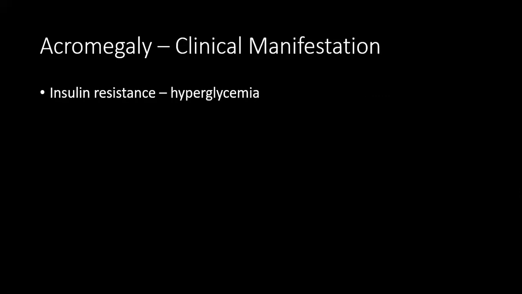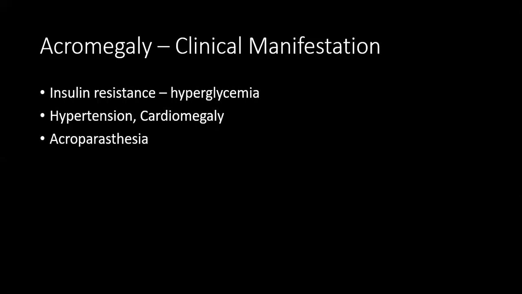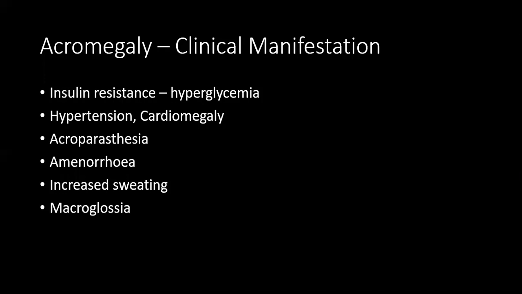Clinical manifestations, so there'll be insulin resistance. So we'll have hyperglycemia. There'll be hypertension and cardiomegaly, acroparesthesia, which is tingling in the fingers and toes. There may be amenorrhea, increased sweating, macroglossia, which is a big tongue, obstructive sleep apnea, again due to overgrown tissues, and arthralgia, pain in the joints.